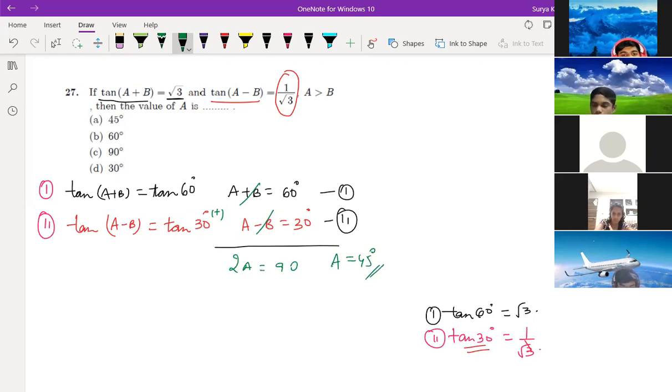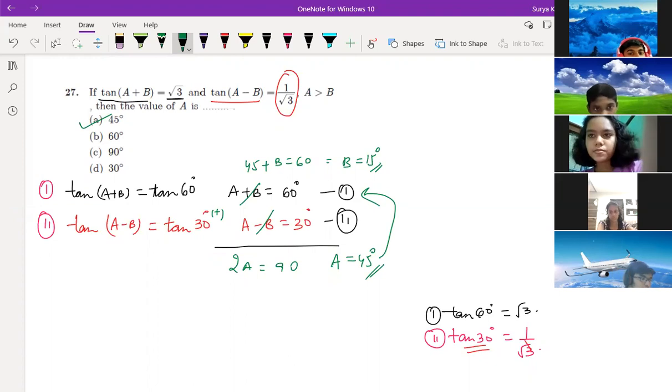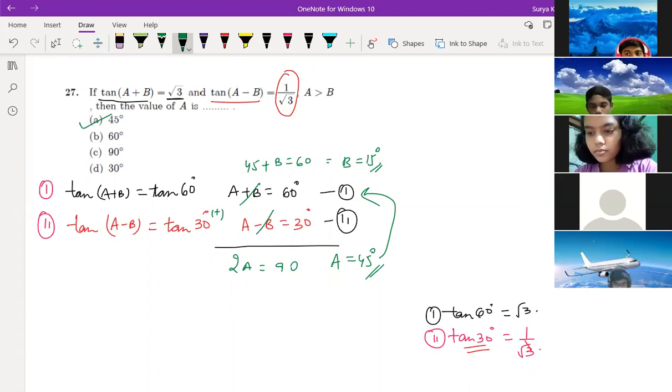Again, similarly, you can put the value of A in equation first. So we'll get 45 plus B is equal to 60. So B is equal to what? 15 degree. They're asking the value of A. If they ask B, we should write here B is equal to 15 degree. Is it clear? But here they're asking only A. So the answer for A is 45 degree. Is it clear to everyone? Chanchal.